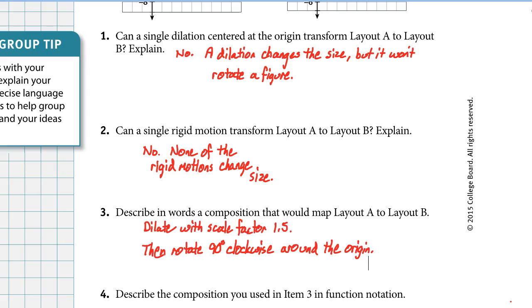One sequence of transformations that would map layout A to layout B is to first dilate with scale factor 1.5. That enlarges layout A to the size that we need. Then we can rotate 90 degrees around the origin.